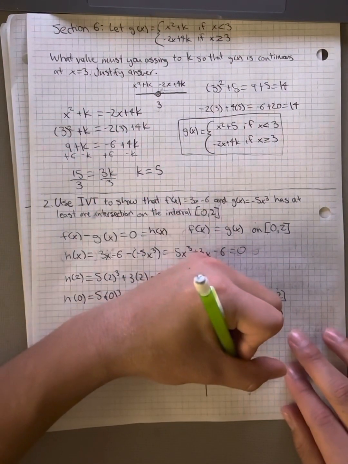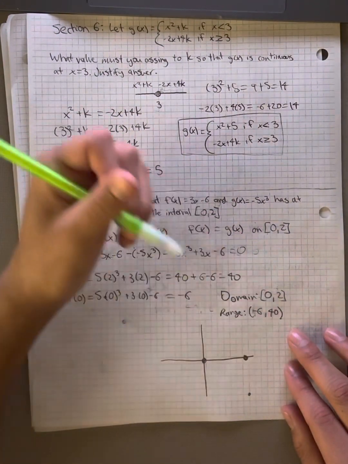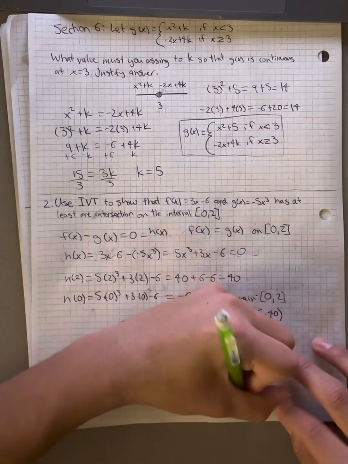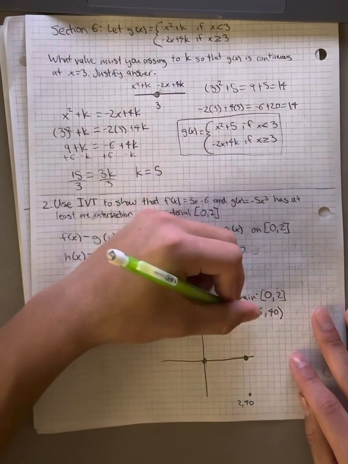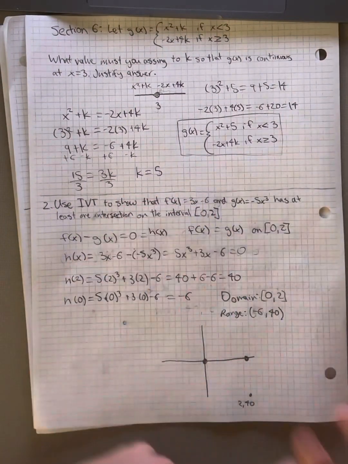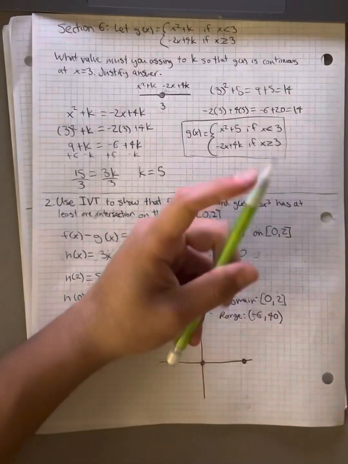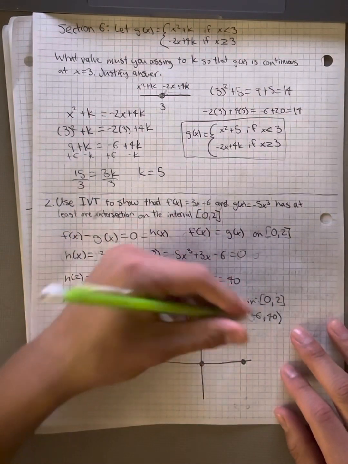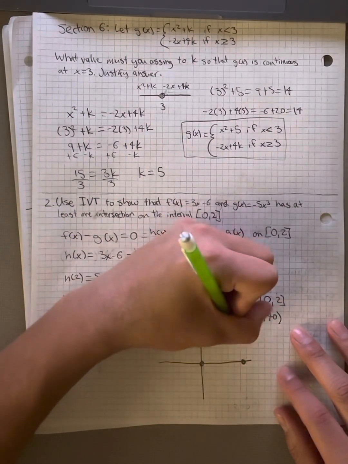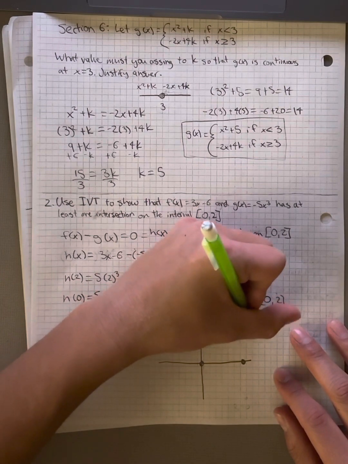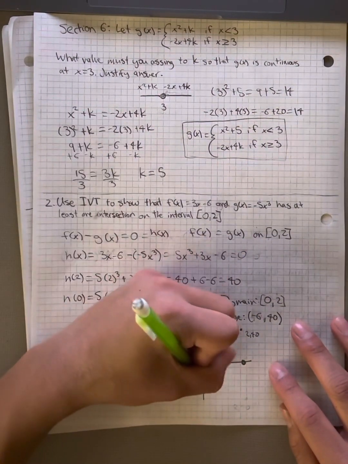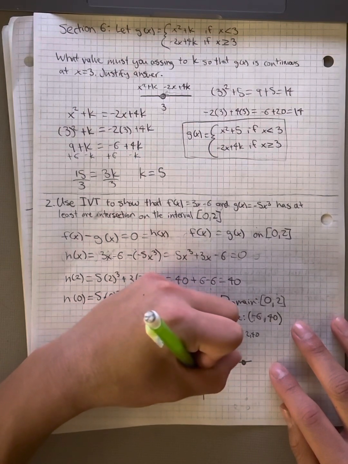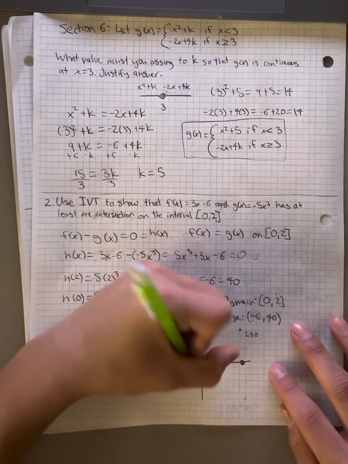At 2, this is going to equal 40, that is 2 comma 40, which is going to be way up here. And at 0, negative 6. Let's say negative 6 is right here.